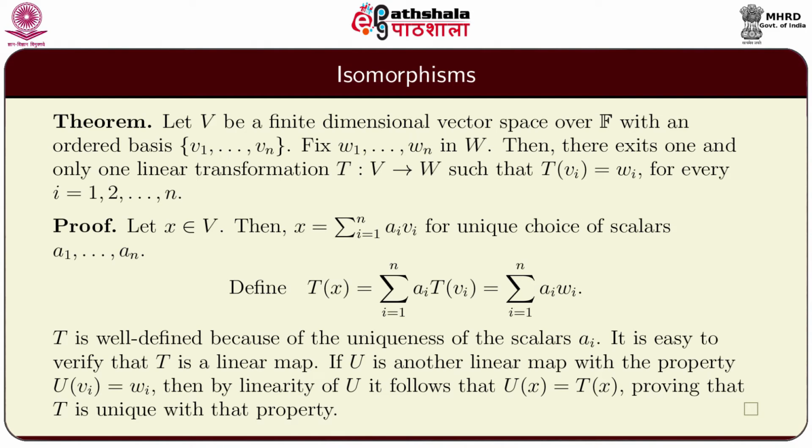So, suppose that U is another linear map with this property, U of Vi is equal to Wi, then U of x will also be equal to T of x, and that is because of the linearity of U. We therefore have Ux is equal to Tx for all x in V, and therefore U is equal to T, showing that T is unique.